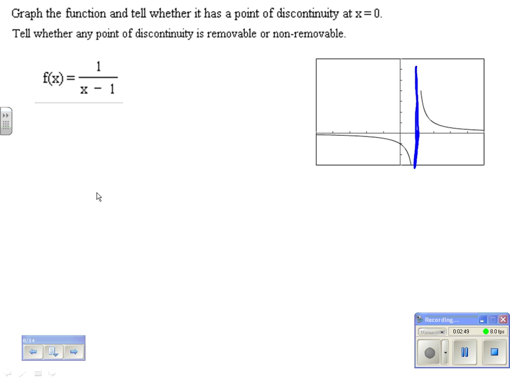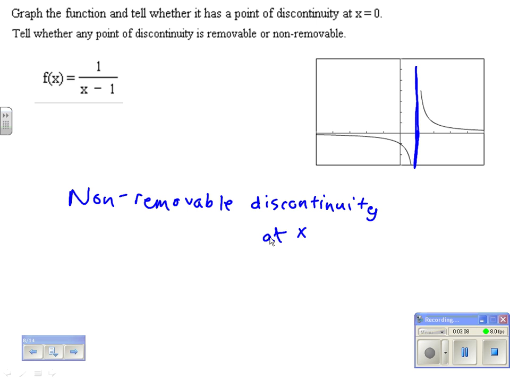So for my answer on this, I would say that we have a non-removable discontinuity at x equals 1. That would be my answer there. That tells them all the information that they really wanted to know.